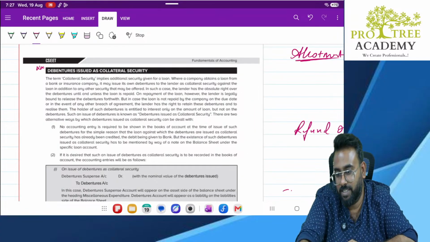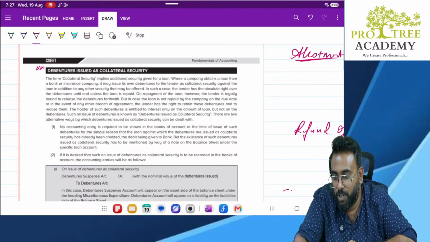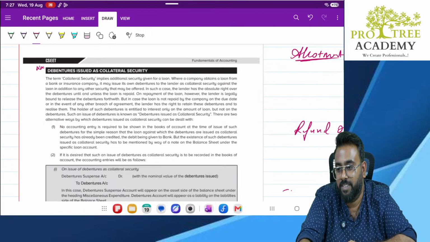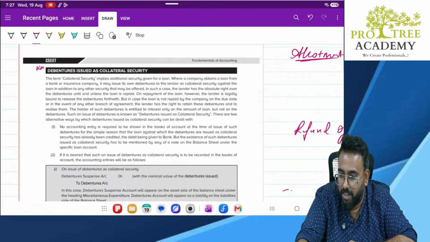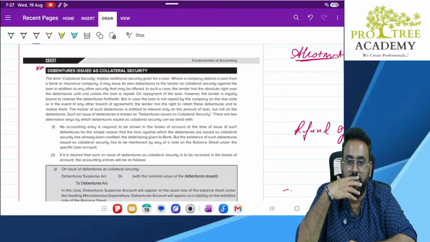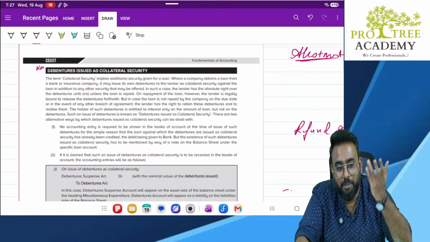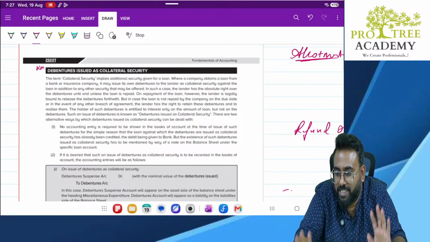Then they will come to us and say, you have given me debentures, now pay me back my debentures. Understanding? It is a collateral. Clear? So what they do is, if they come back to me, I am not paying the loan only, so why will I pay the debentures?